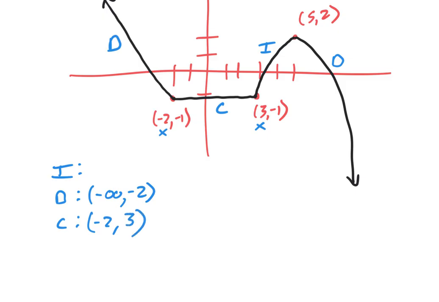At 3, it's going to increase till it gets over to 5. At 5, it's going to decrease again to infinity. You don't necessarily have to put the U symbol in here either. We're just writing each interval that it's increasing, decreasing, or constant.